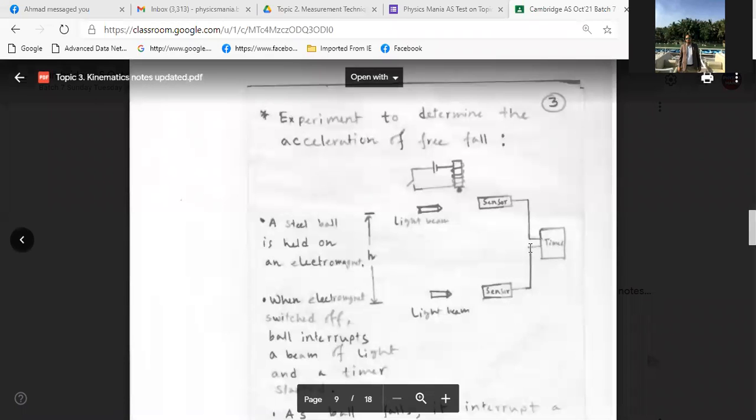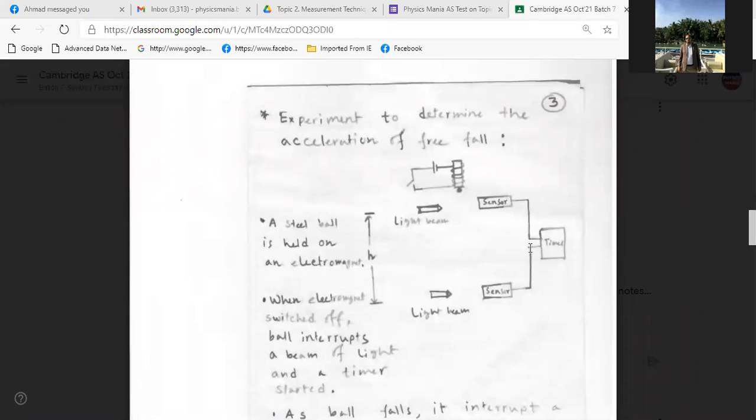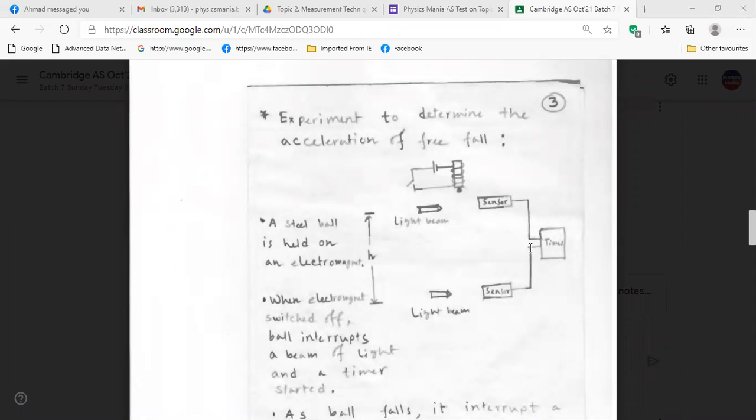Acceleration of free fall. By this experiment, you can measure the acceleration of free fall at any place. You can do this experiment anywhere. We also did a similar experiment. There are many types of experiments to measure acceleration due to gravity, and this is one of them. So how are we doing it? Try to understand.